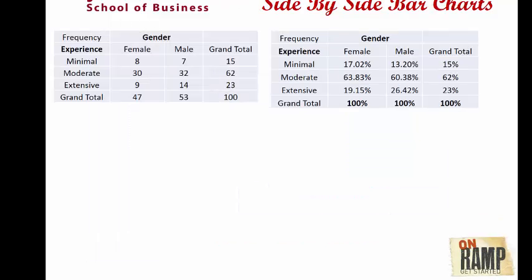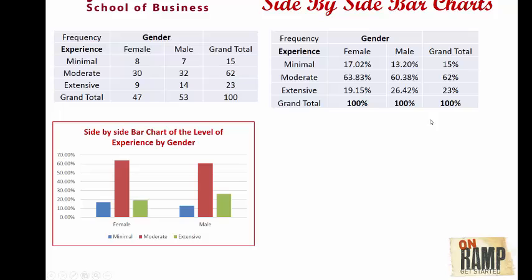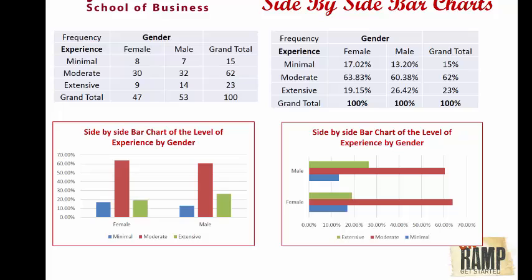Now, if I like to visualize this, that was my original table, and now I have produced a gender total. How will I represent that? So I can look at a side-by-side bar chart. For female, the percentage, we have 17% with minimal, 63% with moderate, and 19.15% with extensive. And similarly, we have for male students. Whether we have more women or fewer women, it won't change the analysis and the look.